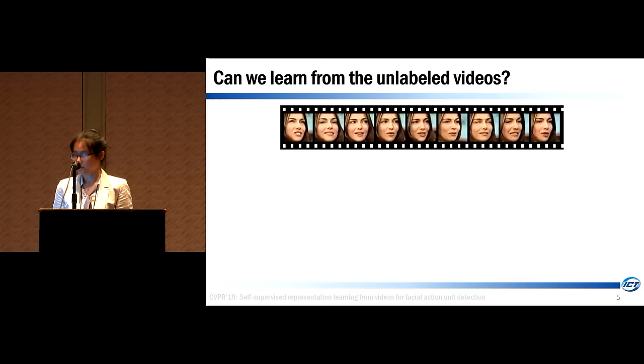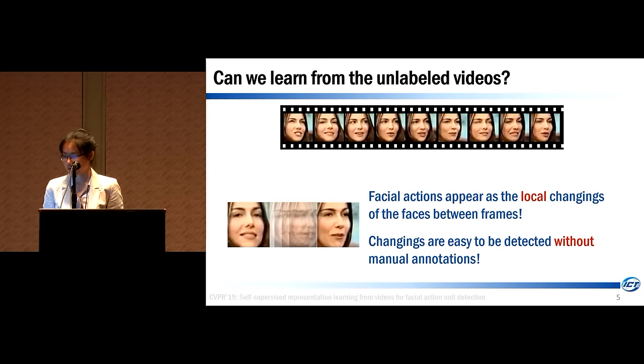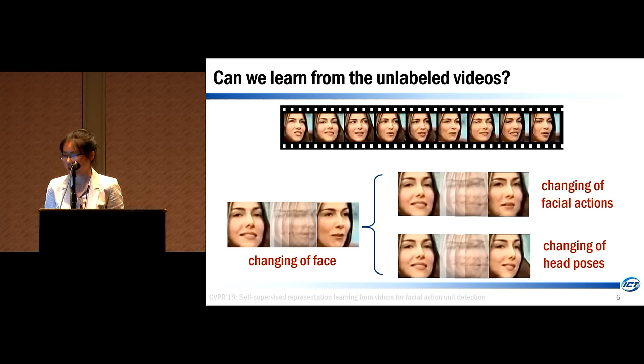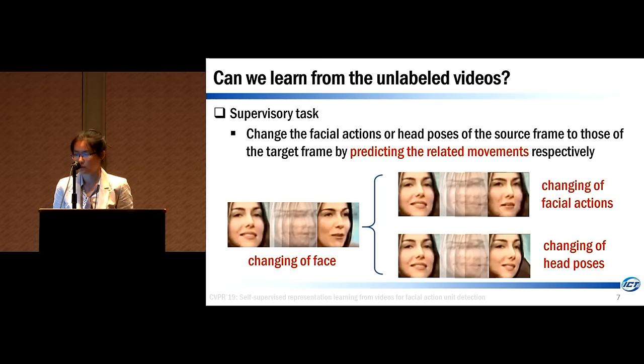Since we have large-scale unlabeled videos, can we learn from these videos? The answer is yes. Recall that facial actions appear as local changes of the face between frames, and the changes are very easy to detect without annotations. So we can learn from the changes. We also observed that the changes are related to both facial actions and head poses. We need to disentangle these two factors. To achieve this, we designed the supervisory task to change only the facial actions or only the head poses, by predicting the related movements respectively.